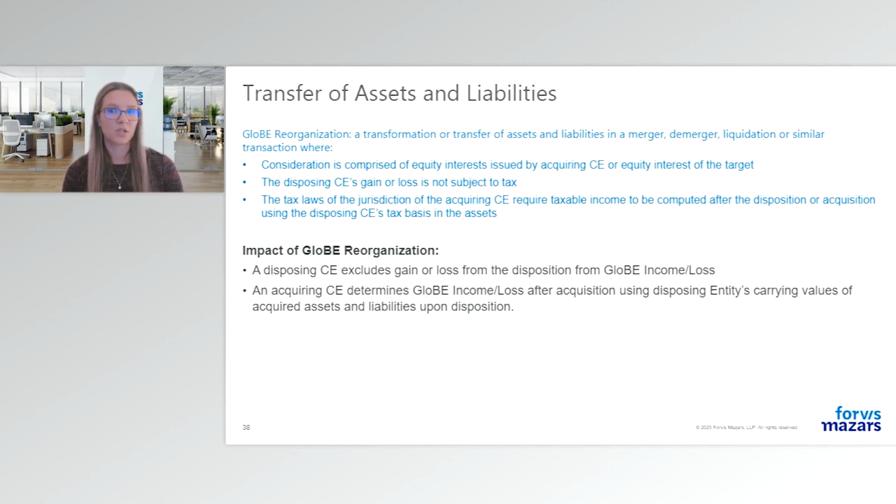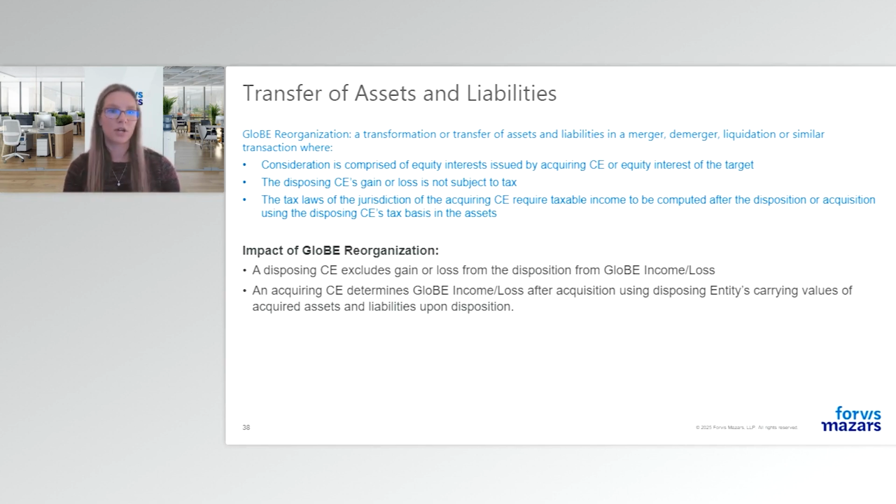The disposing constituent entity's gain or loss is not subject to tax in their jurisdiction, and the tax laws of the jurisdiction of the acquiring constituent entity require taxable income to be computed after the disposition or acquisition using the disposing constituent entity's tax basis in the assets. So what Article 6.3.2 is really trying to do is align the GLoBE rules with the tax deferral treatment of certain reorganizations under the various jurisdictions' local tax laws.